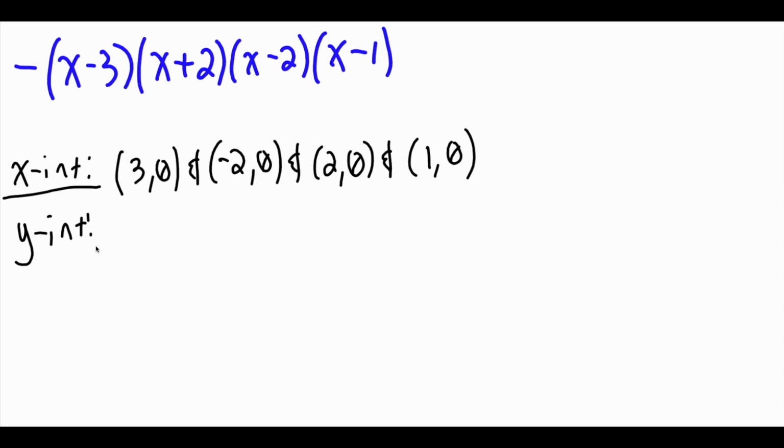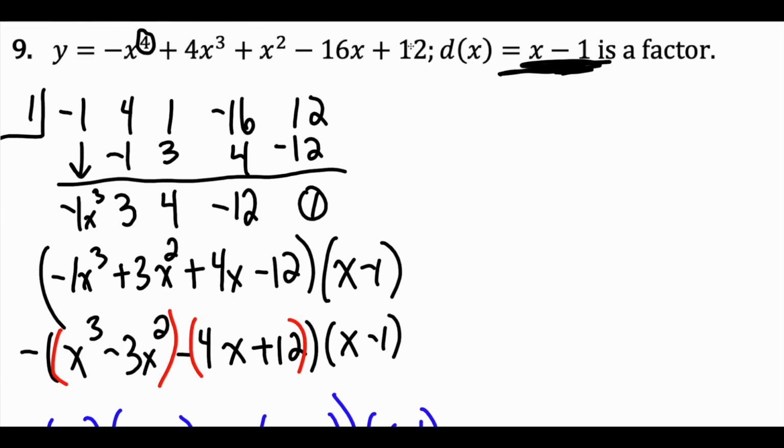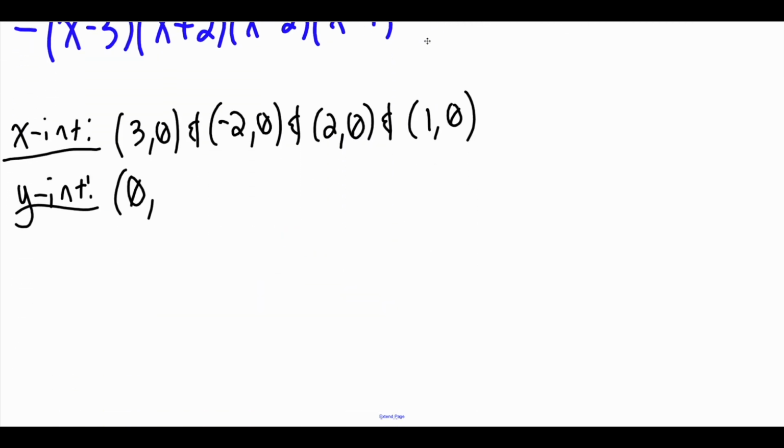The y-intercept, I'm actually going to go back to the original. Anytime you have this in the original form, your y-intercept will always be what you get when you plug in 0. So like this is 0, this is 0, this is 0, this is 0. This one doesn't have an x, so we're just left with 12. So my y-intercept here will be (0, 12).